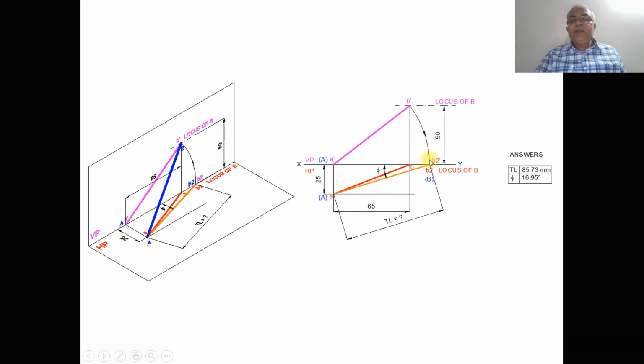Since A dash B2 dash is parallel to HP, you are getting the true length in HP. So AB2 is the line which will be in true length. What will be the true length? That we have recorded here. And also the true inclination with respect to VP, which is phi, has also been recorded here. So this is how we can analyze individually.